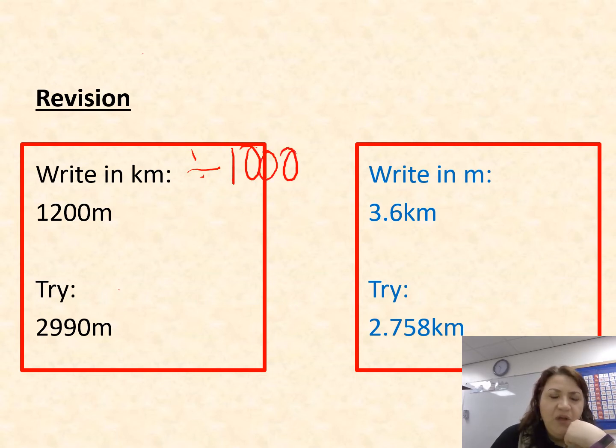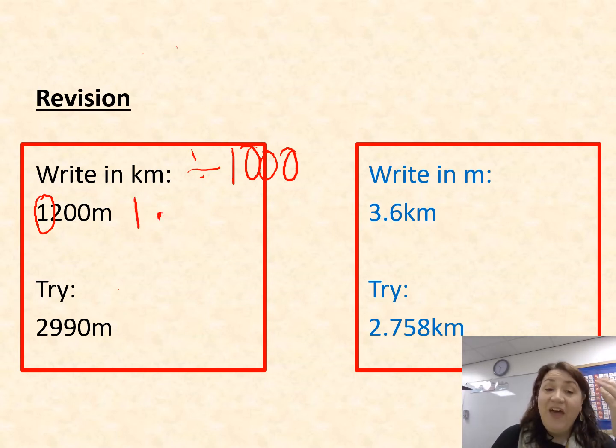Okay, so 1,200 divided by 1,000. There are lots of different ways I can approach this. First of all, I can think, well, I've already got 1,000 there, and there's only one of them. It doesn't get up to 2,000, so it's got to be 1 point something, hasn't it?